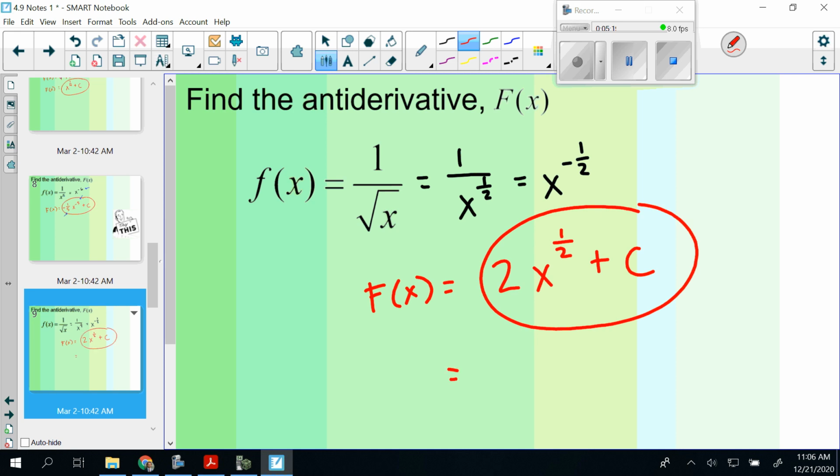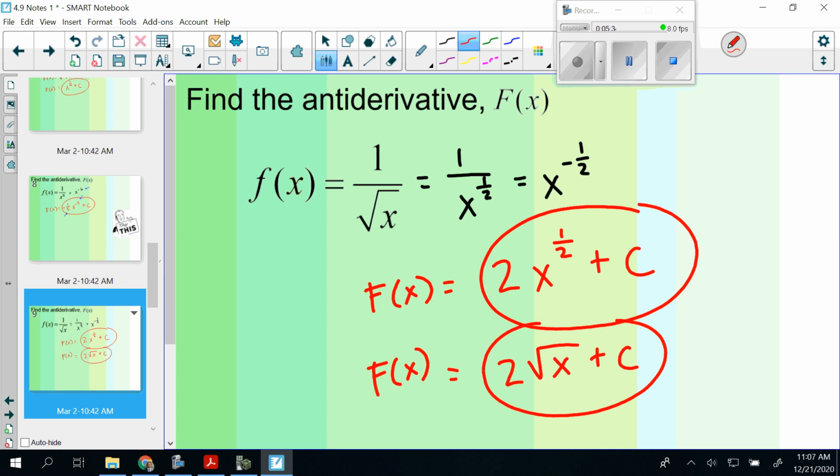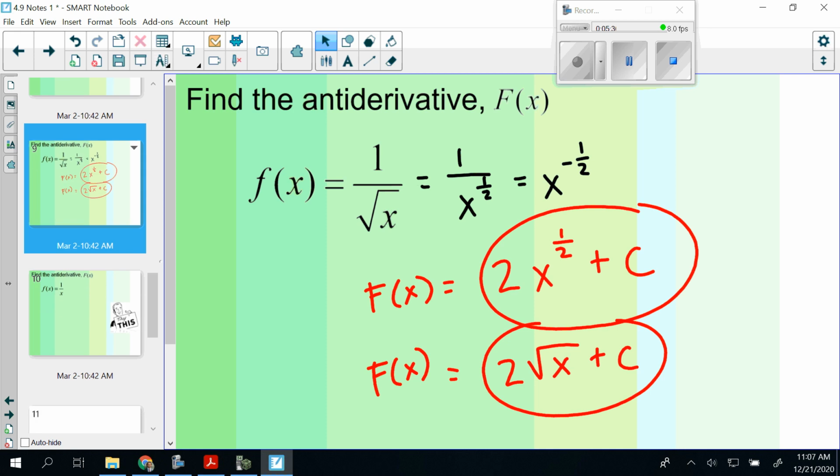If you're checking this one in the answer key, though, don't be surprised if they change it back to square root notation. x to the half is the same as square root x. Probably going to see it like that in the answer key. So that would be our antiderivative there.